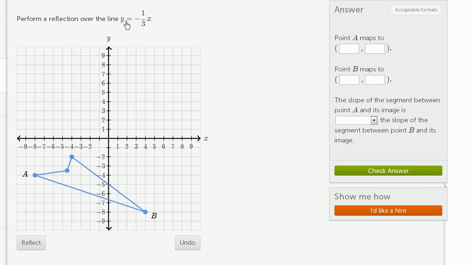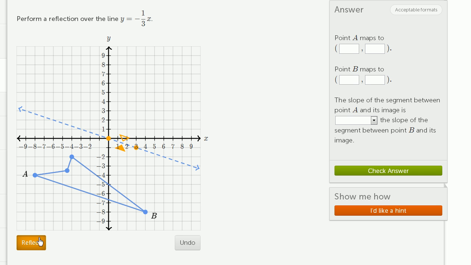So first let's perform the reflection over the line y is equal to negative 1/3 x. So its y-intercept is 0 and has a slope of negative 1/3, which means every time we move positive 3 in the x direction, we move down once in the y direction. So this right over here, this is y is equal to negative 1/3 x.